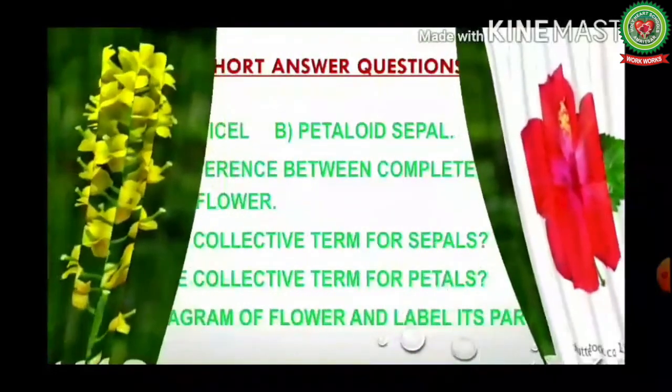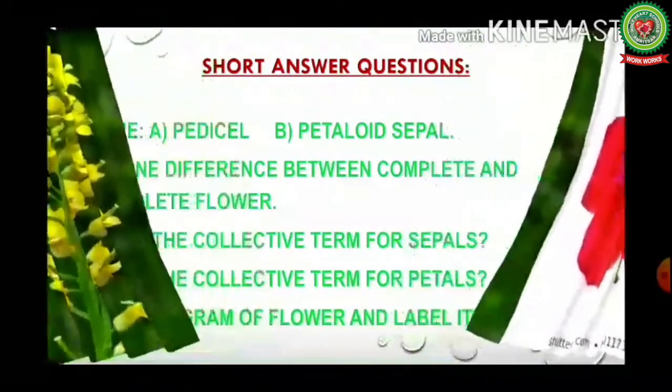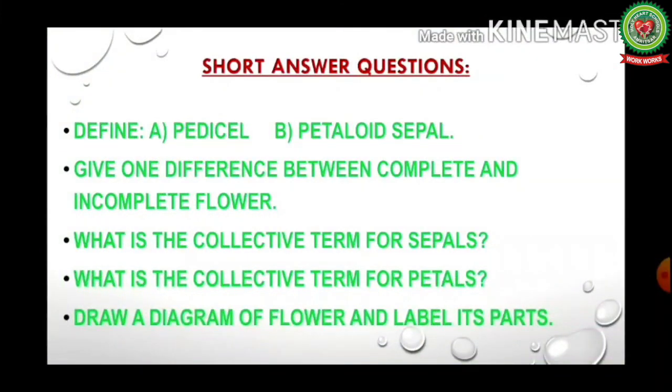So students, I hope you have understood this chapter. Now you must be able to solve the following questions. First is define pedicel, petaloid, sepal. Second is give one difference between complete and incomplete flower. Third is what is the collective term for sepals. Fourth is what is the collective term for petals. In your copy, draw a diagram of a flower and label its parts.